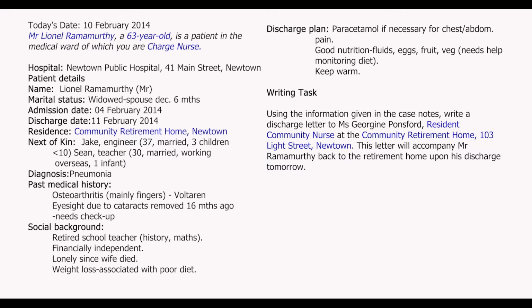The case is known. That means we can completely omit social history, social background, and past medical history from the case, because the reader is already aware of that information. Next, you can see that one more piece of information is given: the patient is returning to the retirement home, and the letter will be accompanying the patient. From here also we understand that the case is known, because the patient is going back to the same facility where Ms. Georgina Portswood is the resident community nurse. I hope that part is clear.